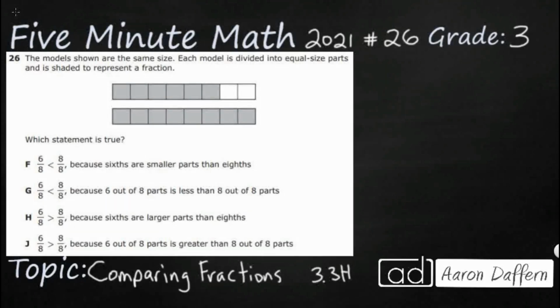Today we are looking at the third grade concept of comparing fractions. This is standard 3.3H in the great state of Texas, and we are using item number 26 off the 2021 released STAAR test. If you have not done so already, please go ahead and take a moment to pause the video, work this problem out on your own, unpause it, and then we will look at our answers together.